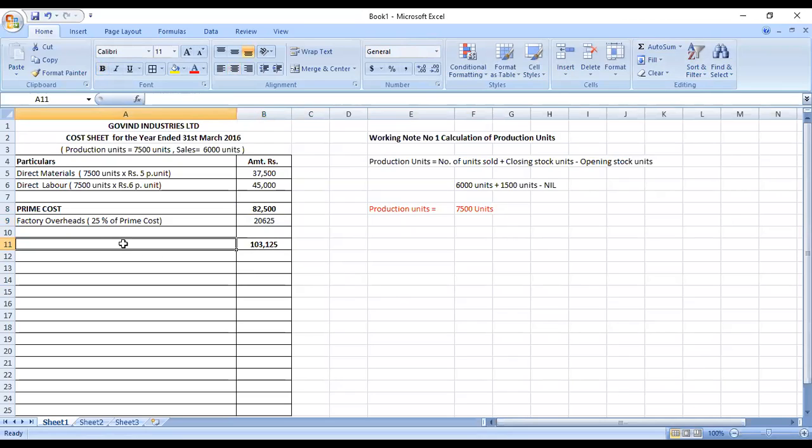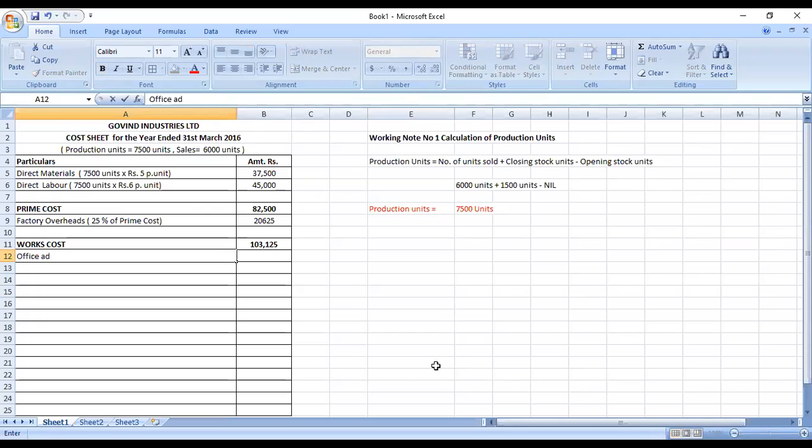1,03,125. What is this, student? After adding the factory overhead to prime cost, what is it called? That is called works cost. So this is the works cost. Okay. Now after the works cost, what is the next one? The next is office and administrative overheads.